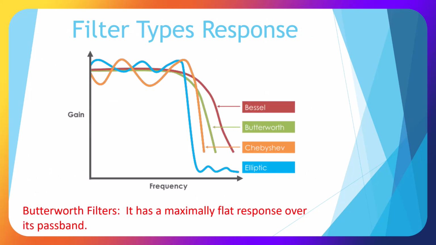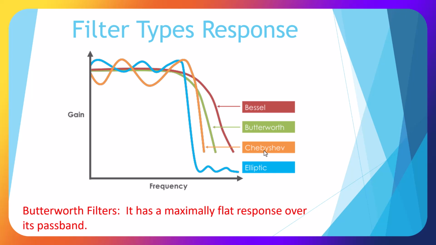Okay, here we show different filter types' responses. So these are the response curves. So we see elliptic, and we get some ringing, so they're not very accurate. In the pass band, it does have a steep roll-off. The roll-off is how steep it is.